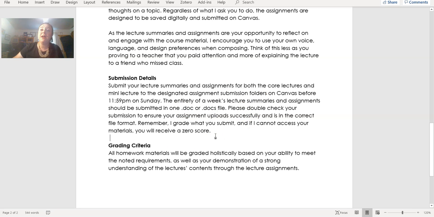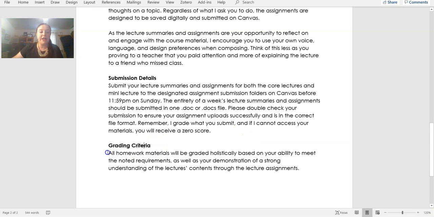Also, please double check your submissions to make sure that the assignment has uploaded successfully and that it is in the correct file format. I grade what you submit. If I can't open it, then you put yourself in a position where you could lose points. So do keep that in mind.